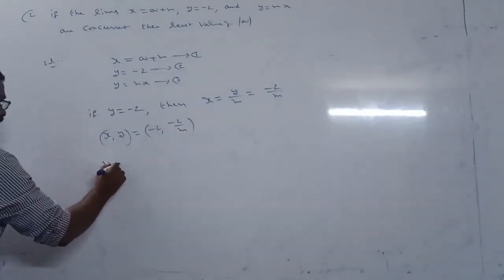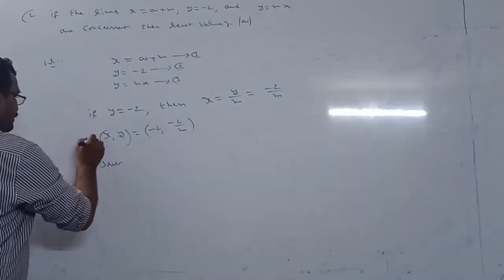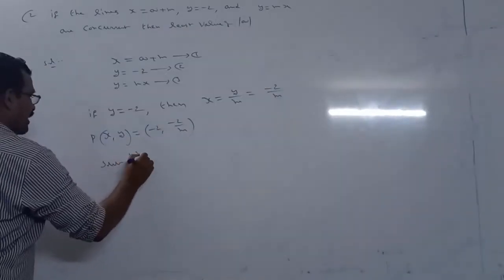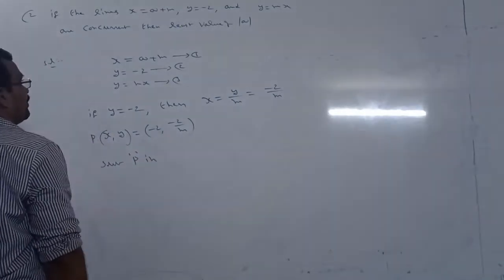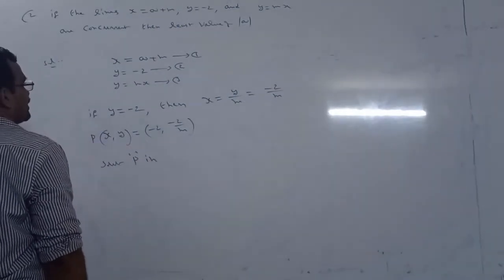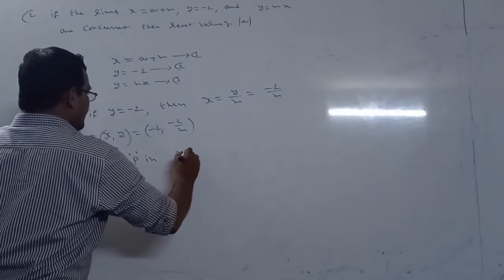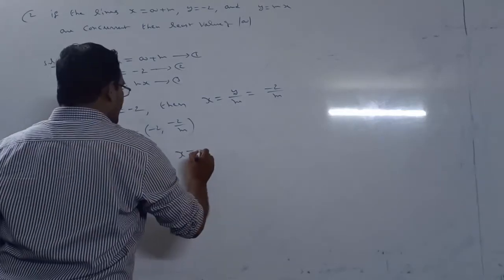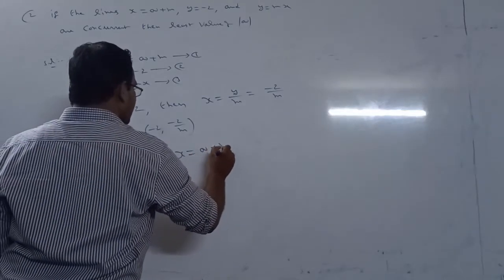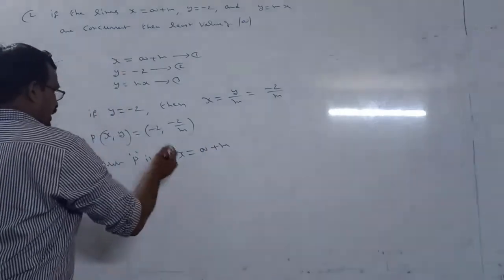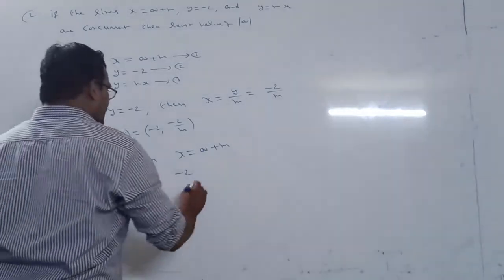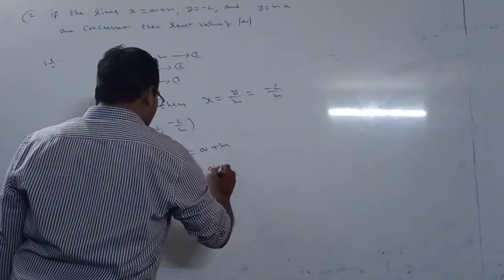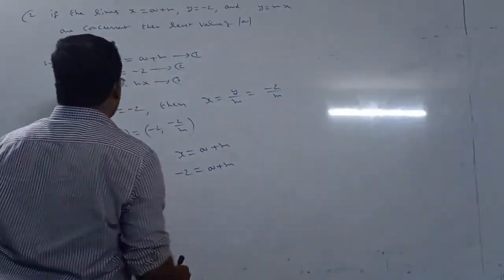Substitute the above point P in the first equation. So what is the first equation? x equal to a plus m. Here x means minus 2 by m, that is equal to a plus m.